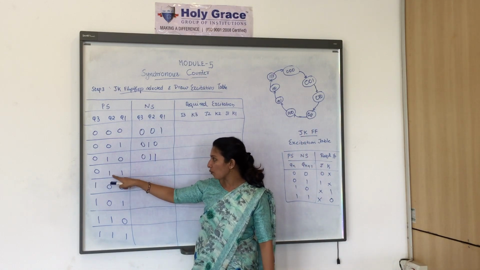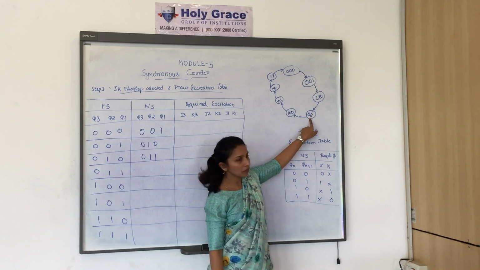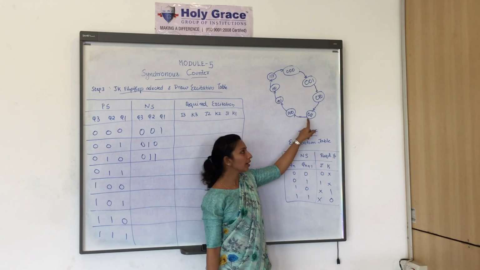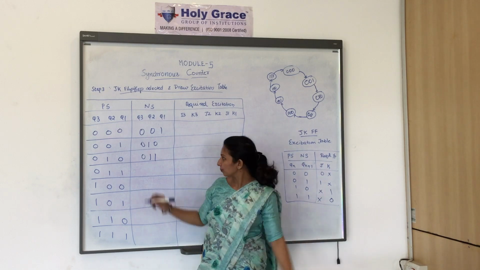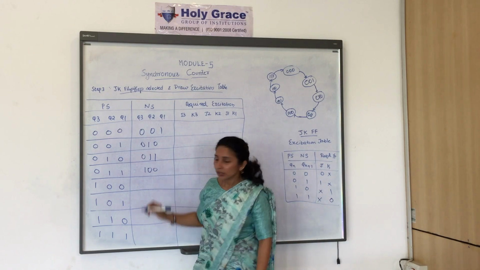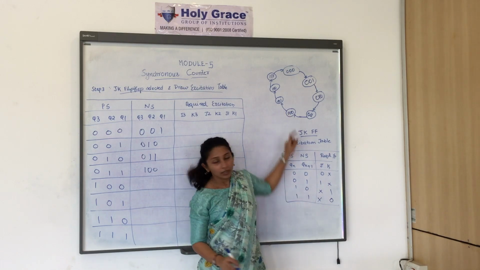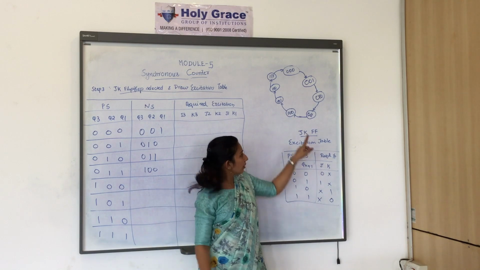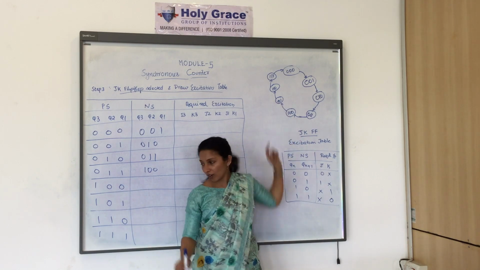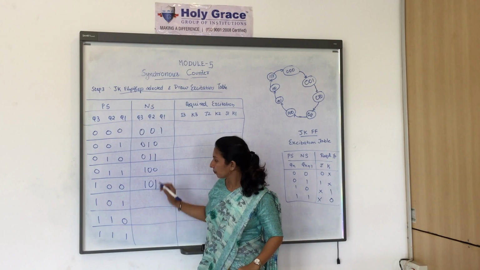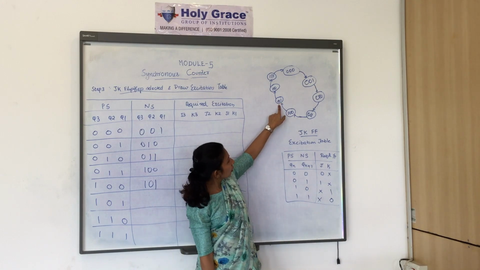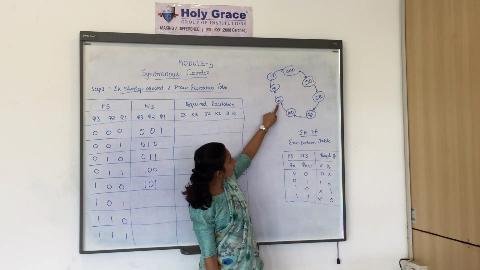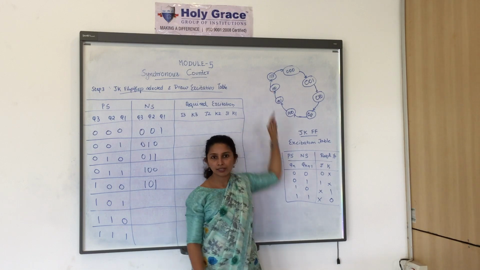Now check for 011. What is the next state of 011? It is 100. So, again, 100. What is the next state of 100? It is 101. Then 101. What is the next state of 101? It is 110.